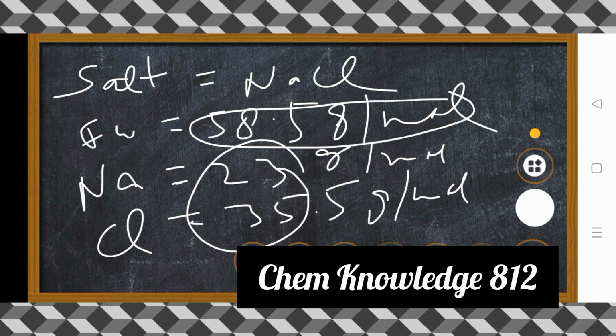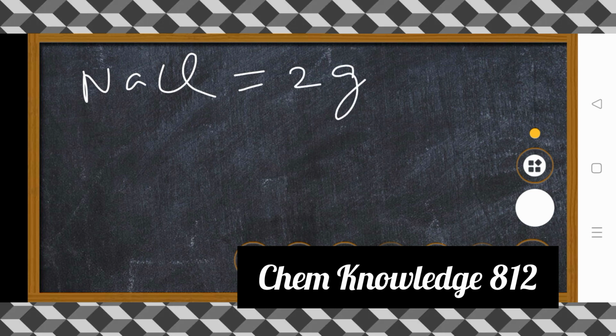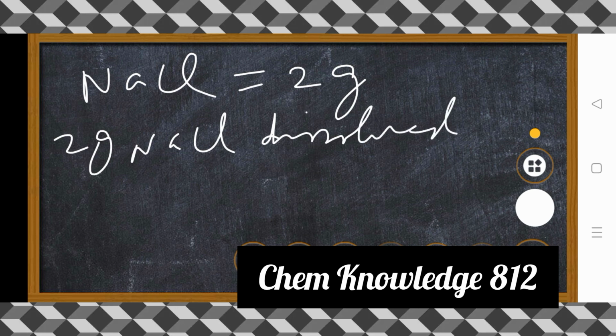For example, we have taken 2 gram of sodium chloride. So first we will convert this gram into mole, because molarity is the number of moles per liter of solution. We have taken 2 gram of sodium chloride, which is dissolved in 250 ml of water.